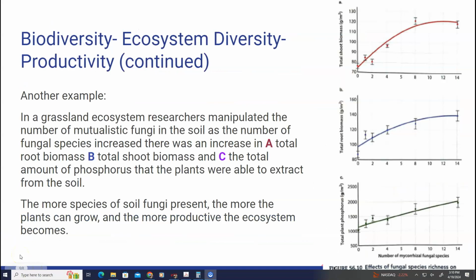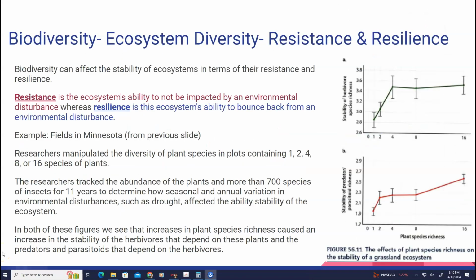Here is another example on this slide with mutualistic fungi, so you could read about that. But essentially, the more species of soil fungi that were present, the more the plants were able to grow and the more productive the ecosystem becomes. So that brings us to resistance and resilience.